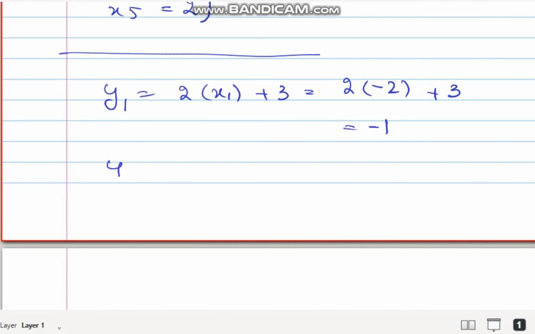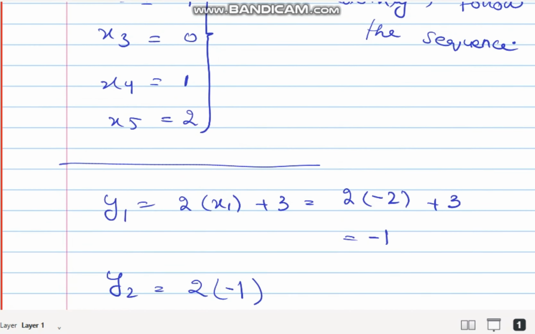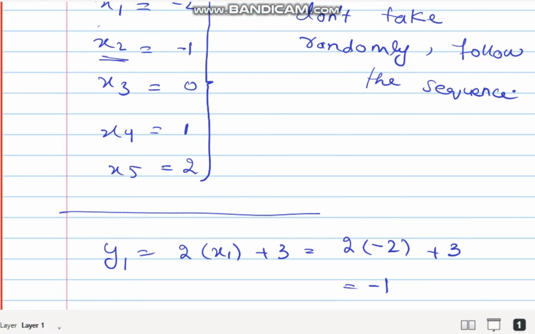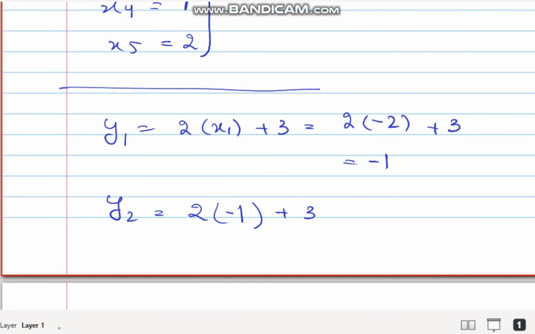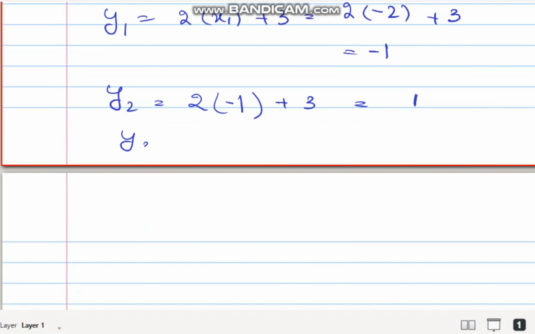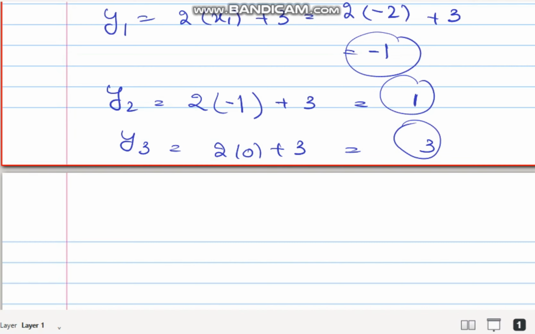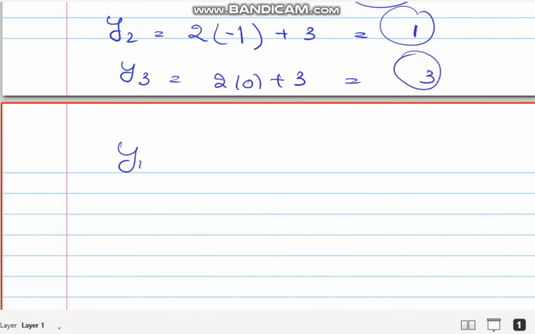Similarly, what will be y2? It will be 2 into minus 1, because x2 is minus 1. It is written here, x2 is minus 1, and it will be 3 minus 2, which is 1. And what will be y3? y3 will be 2 into 0 plus 3, which is 3. So I am getting y1, y2, y3 one by one. Similarly y4: 2 into 1 plus 3 is 5. And y5 is 2 into 2 plus 3, which is 7.